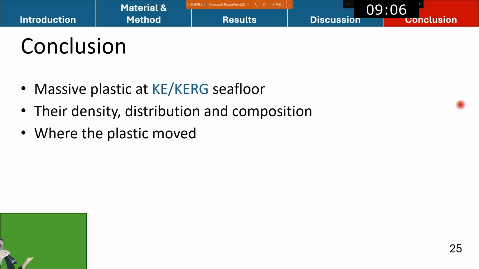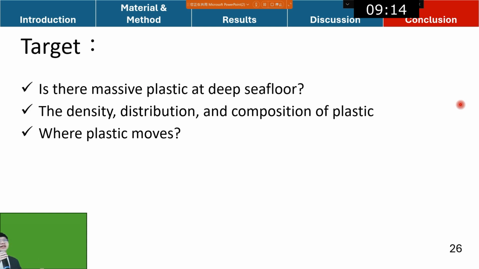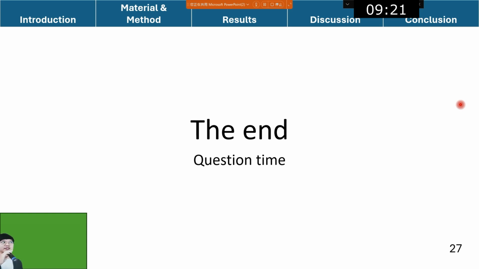So, jump to the conclusion. We found massive plastic on the KE and KRG seafloor, and their density, distribution, and composition, and where the plastic moves. Let's check our targets, like tradition. So this is the end of the presentation. Thanks, everyone.